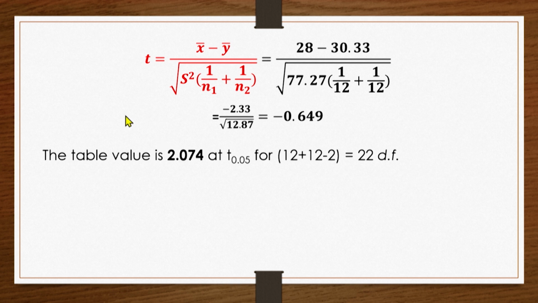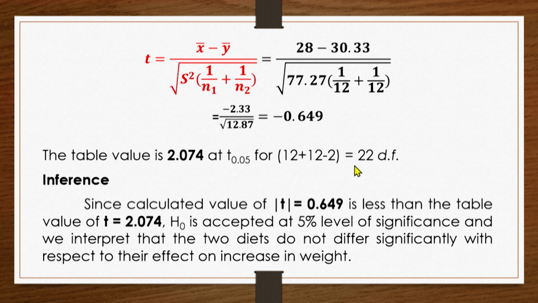The table value is obtained from the previous slide. I explained how to find the table value based on the sample size, the degrees of freedom and the corresponding level of significance. So we obtained 2.074 at 5% level, that is t of 0.05 for 12 plus 12, 24 minus 2, that is equal to 22 degrees of freedom.